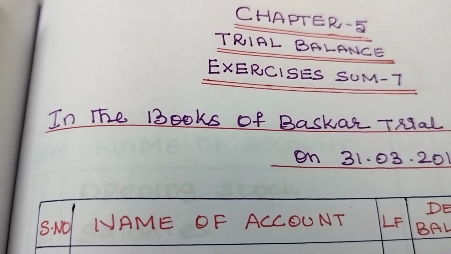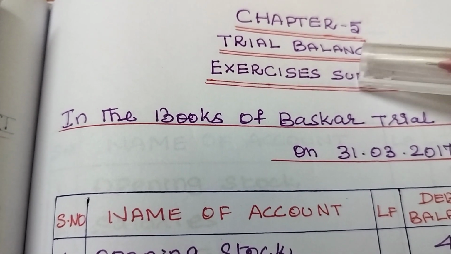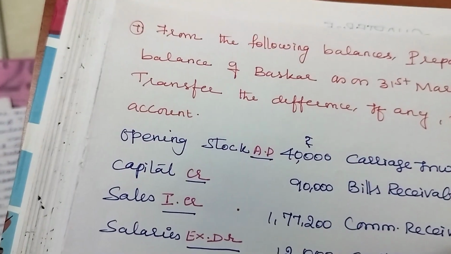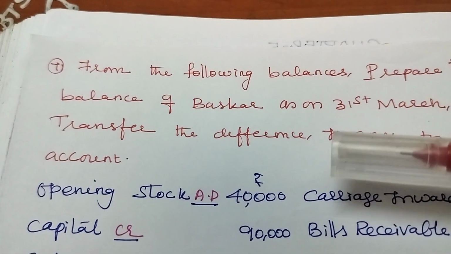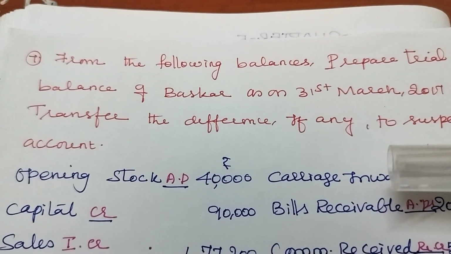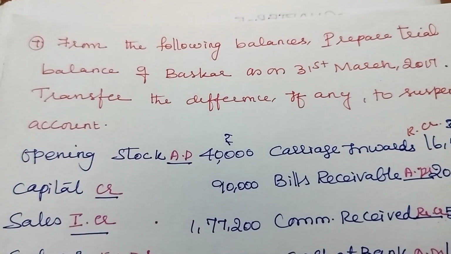In this video, we are going to learn about 11th Standard Accountancy, Chapter 5, Trial Balance, Exercise Sum Number 7. From the following balances, prepare the trial balance of Bhaskar as on 31st March 2017. Transfer the differences, if any, to suspense account.